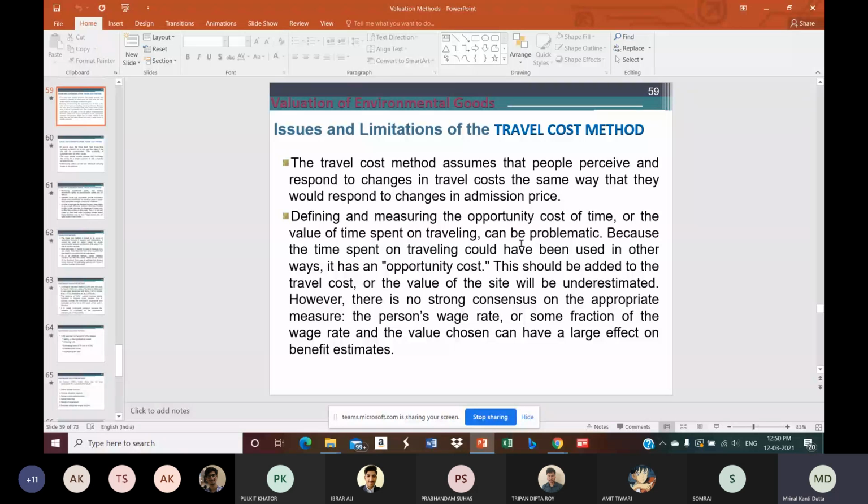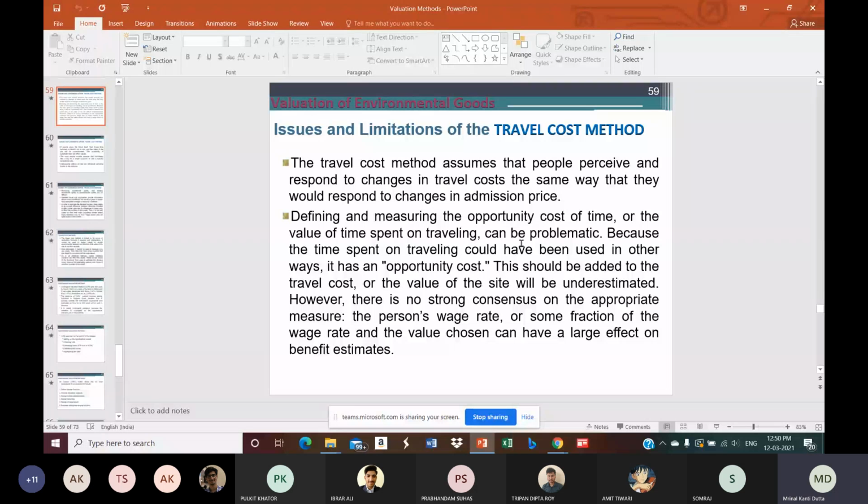In a sense, you can say that these are some of the limitations of the travel cost method. One of the limitations is that this method assumes that people perceive and respond to changes in the travel cost the same way that they would respond to changes in the admission price. Travel cost is one component of the total cost. And another thing is the admission payment, which is basically maybe the entry fee of a national park or entry fee to a particular site. So here it is assumed that the response to changes in the travel cost and the response to changes in the admission price might be similar for the visitors.